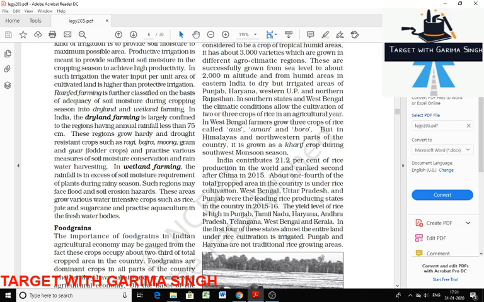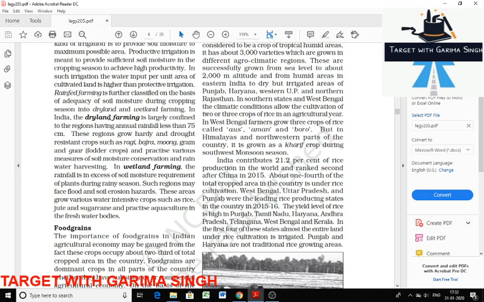So, types of farming. First is irrigated farming. The main source of moisture for this farming is irrigation by various methods, that is wells, tubewells. Two types are protective and productive farming. Then rain-fed farming, where the main source of moisture is rainfall. Even in rain-fed farming there are two types, that is dryland farming and wetland farming.